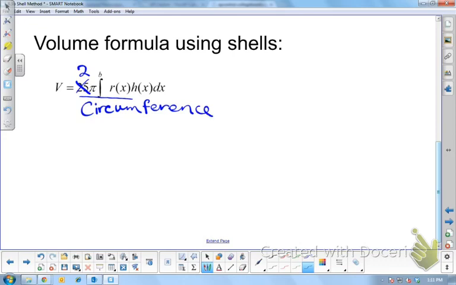Times height. And then if we add all the various areas up, we get the volume, just like we've been doing with all our different shapes. When we added all the areas of the different cross sections up, we get volume. When we added all the different slices up from our volume of revolution, we get volume. So I'm going to rewrite this just so you can see it nicely.